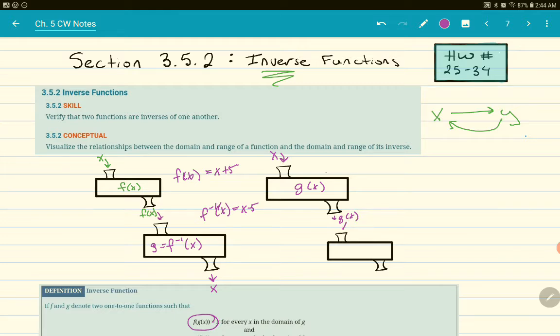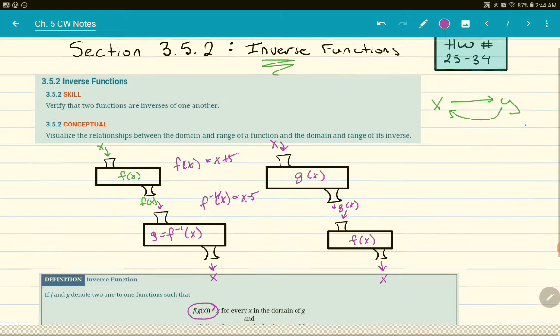And if I take whatever came out of that machine and put it into a machine of f, and I get an output of x, then with both orders of those machines on my input, after going through both machines, I end up getting my input back as my output. That means that these two functions are inverses of each other. They're undoing. The second machine undoes whatever the first machine did.